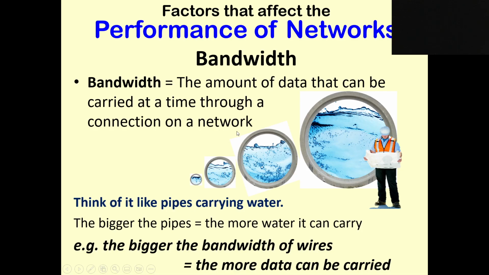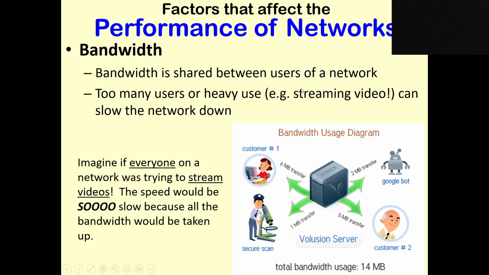The first one that I want you to know is bandwidth, the amount of data that can be carried through a network at one time. The bigger the bandwidth, the more data that can be transmitted in one go. Think of it like pipes transporting water. The bigger the pipe, the more water; the bigger the bandwidth, the more data that can be carried. Remember, bandwidth is shared for all the users on the network. So if people are doing things like streaming videos or playing games, it can slow down the network if there isn't enough bandwidth.